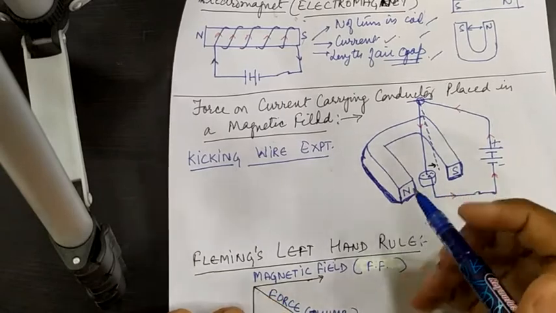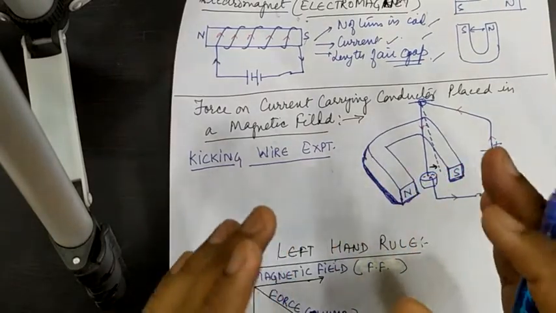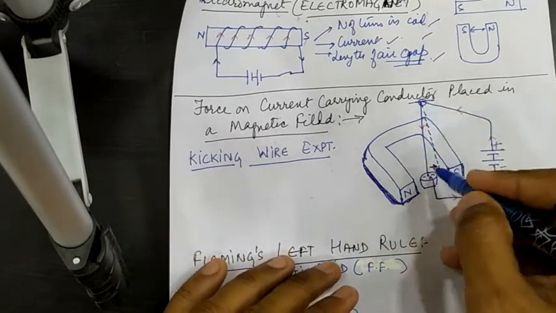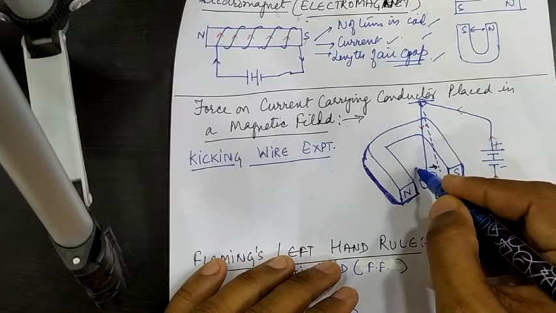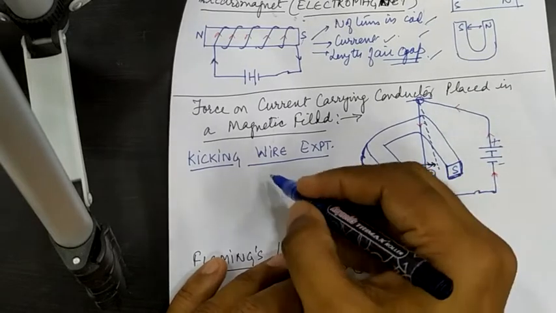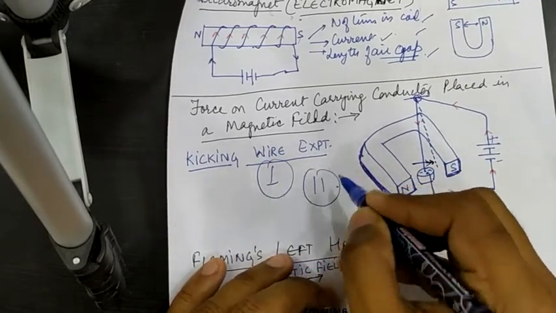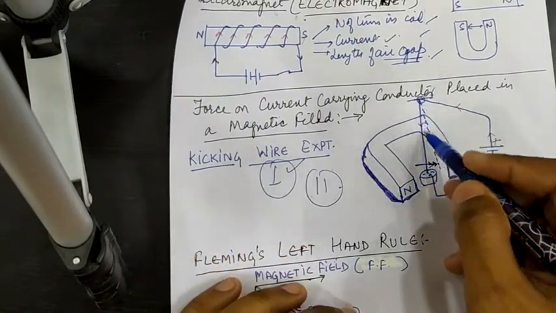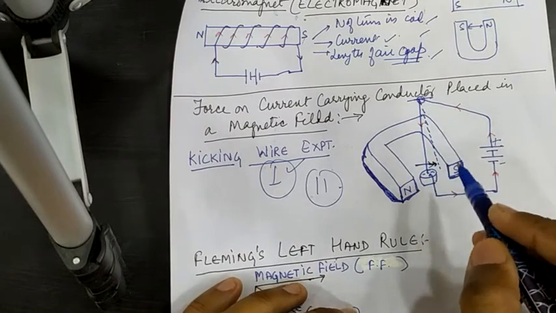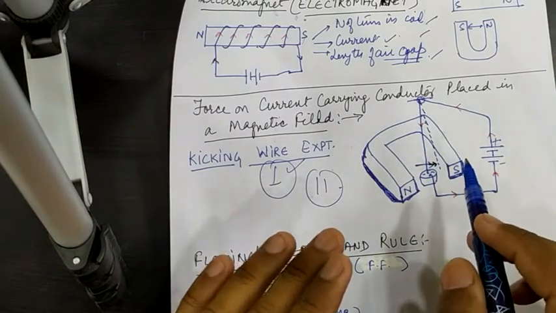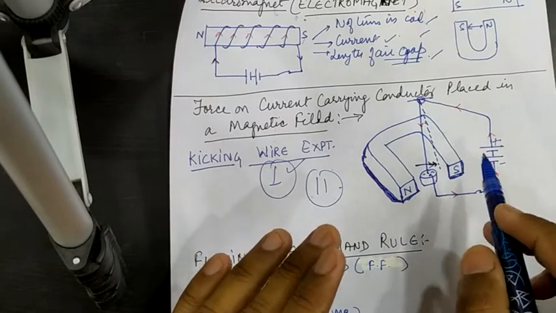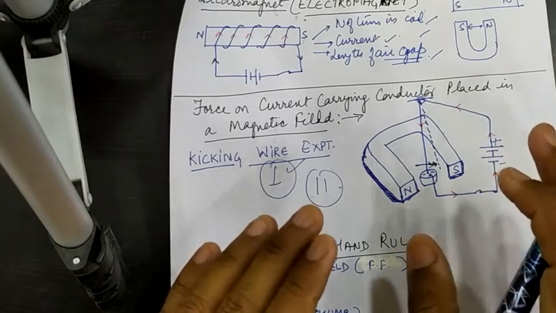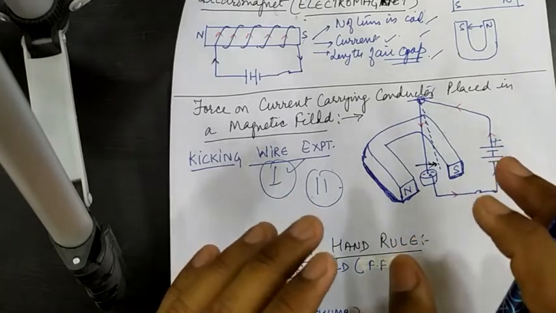Very important here is that maximum force is exerted on a current carrying conductor only when it is perpendicular to the direction of the field. If it is perpendicular, it means it cuts the direction of the magnetic field. It should be perpendicular, not parallel. So maximum force is seen when the current carrying conductor is placed perpendicular to the direction of the magnetic field. No force acts on a current carrying conductor when it is placed parallel to the magnetic field. Remember this, that is very very important.